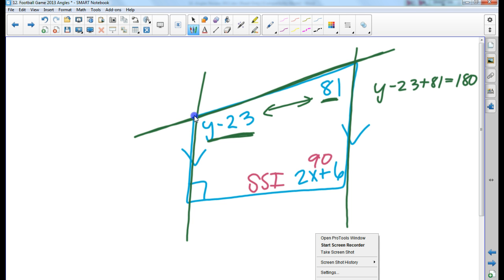Some people like to do it where you just find the supplement of this, like 180 minus 81, and then they just set that equal to that number. Is that right? 99. Do you know what I'm saying? They find the supplements, because these are supplementary. They do 180 minus 81. It's 99. And then they just set that equal to 99. That's another way to think of it.